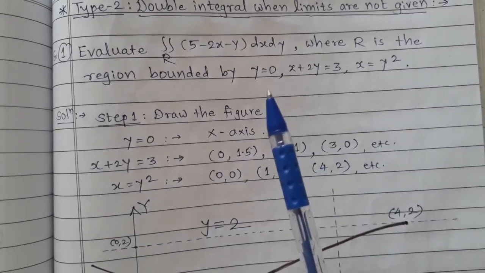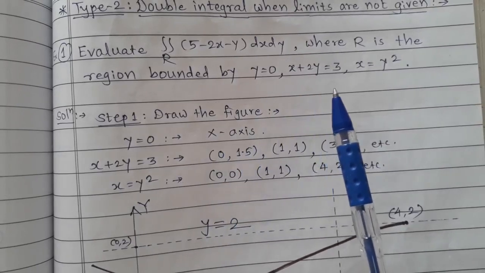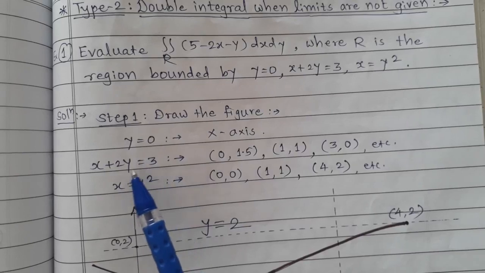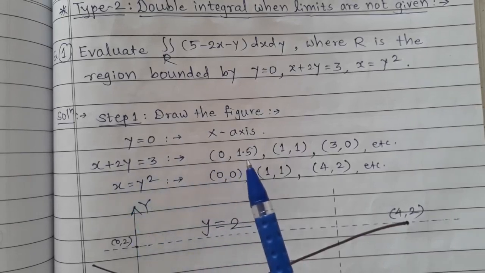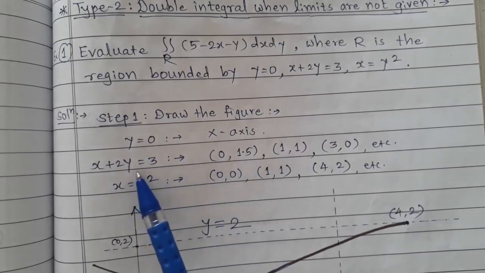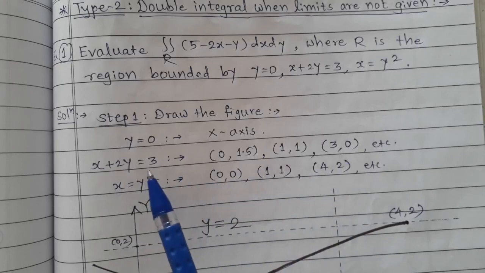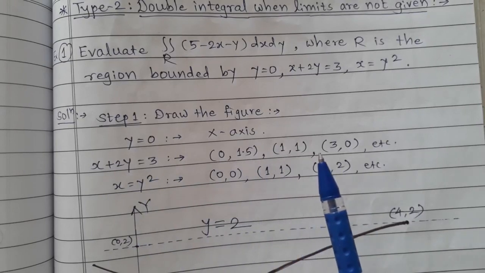So y equal to 0 is actually the x axis. For x plus 2y equals to 3, we will find some point coordinates. If I put x as 0, y will be 3 by 2, that is 1.5. When y is 0, then x will be 3, so 3, 0 is the second point. And if I put x as 1, then y will be obviously 1, so that is the third point. Like this, these are 3 points on the line.